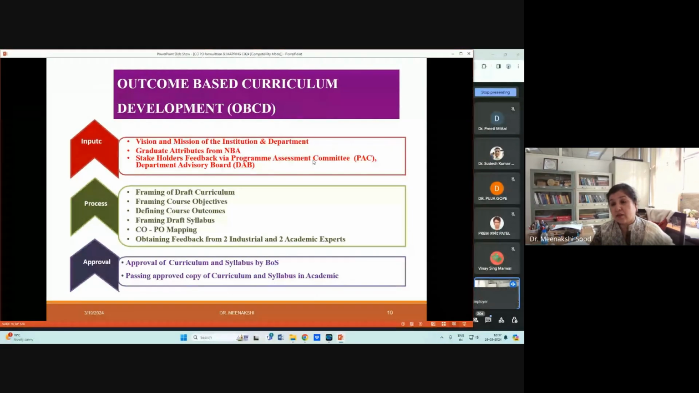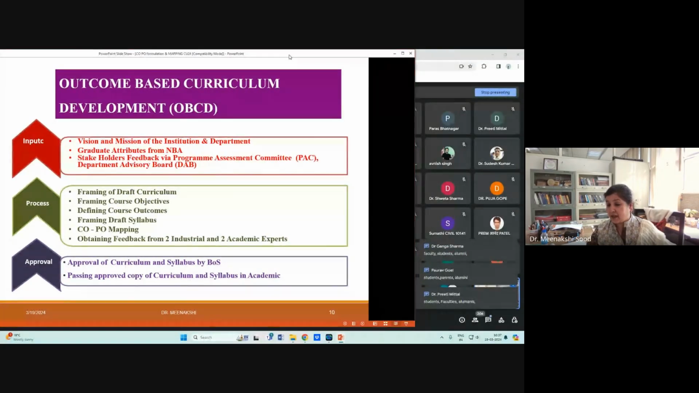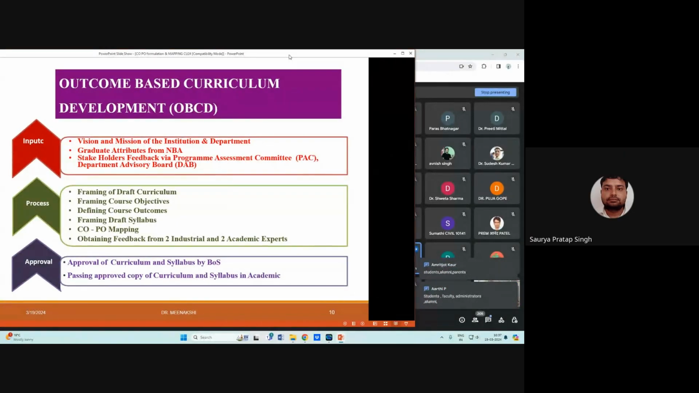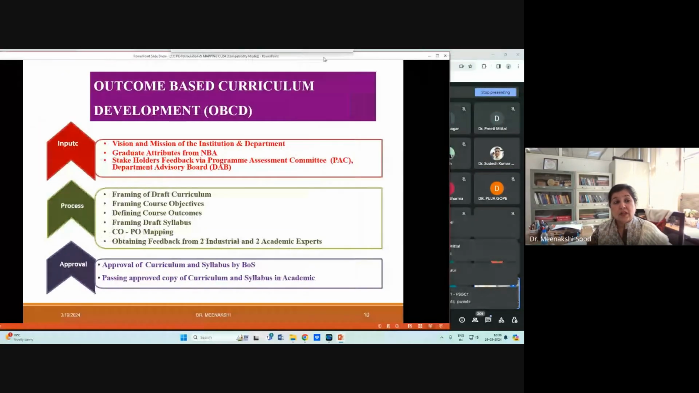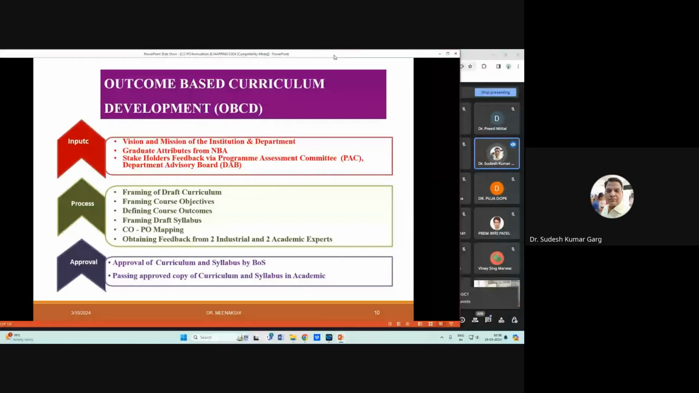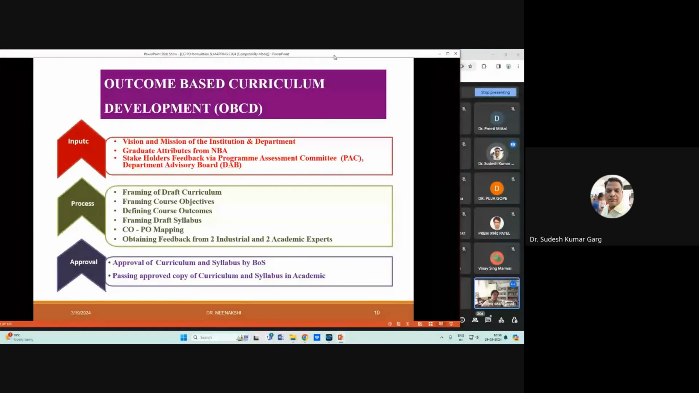So, whom do you consider are the stakeholders? Faculty, students, parents, alumni, industry experts, or the employers, those who take your students. Employees also, exactly, Saurya Pratap Singh ji. And the social community also. The society around you is also a stakeholder. Your students after graduating are going into not only the industry but as a social being also. So the stakeholders are very, very important for the entire implementation of the outcome-based education.